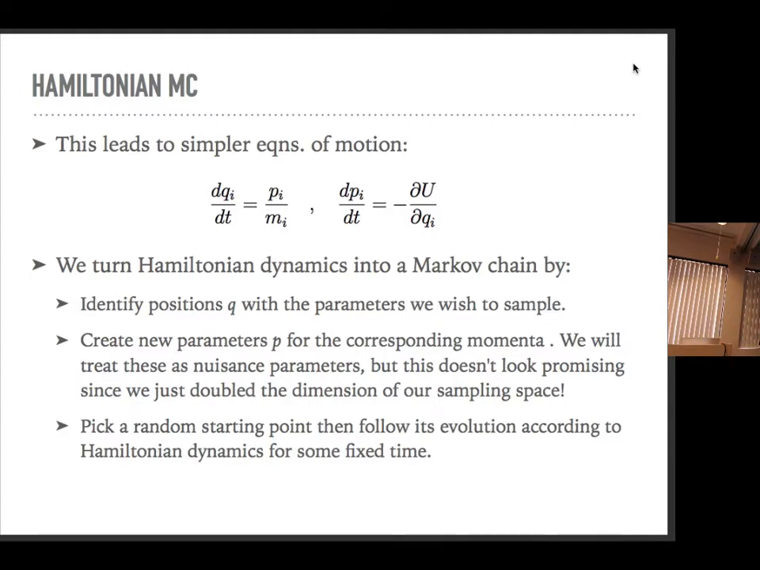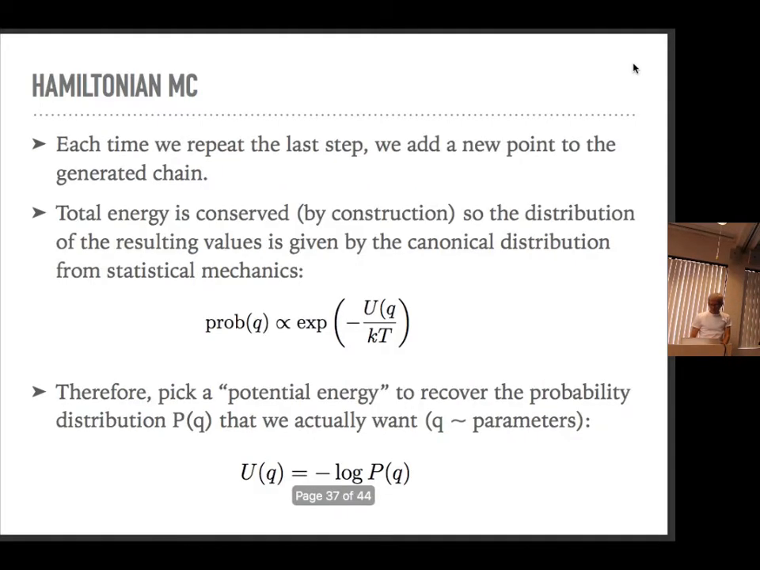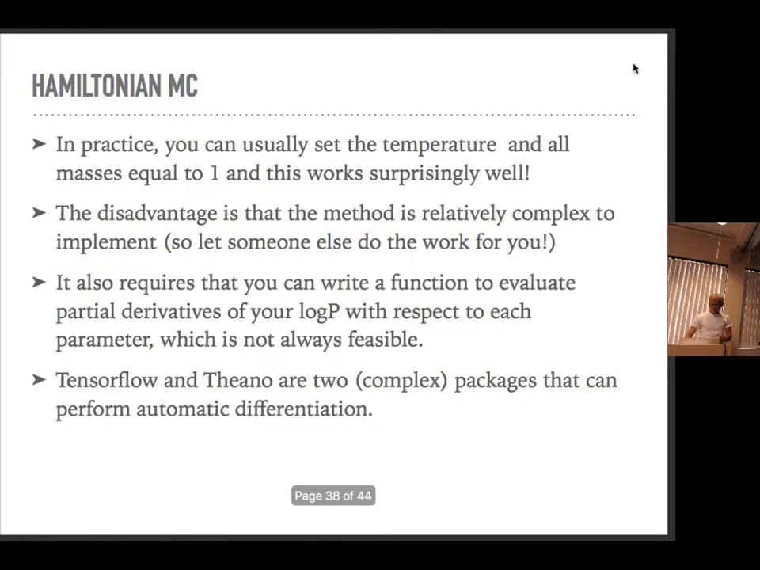We need to know the partial derivative of the potential energy, which is just the log likelihood, the log posterior, with respect to each parameter. Okay, so you need to be able to evaluate all of those things. So that's an additional requirement. Just like with Gibbs, we have to be able to sample from the posterior.